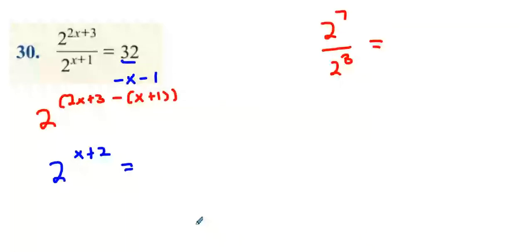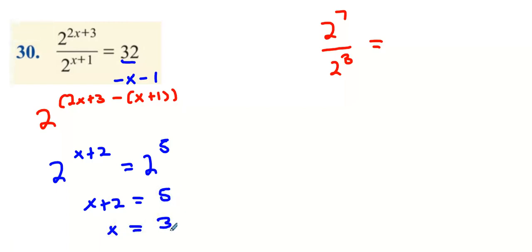Put in 32 into your calculator. Shift fact button. 2 to the power 5. What do I do next? The base numbers are the same, so what can I do? x plus 2 equals 5, and then x equals 3.